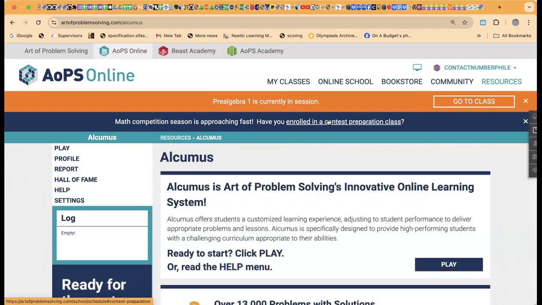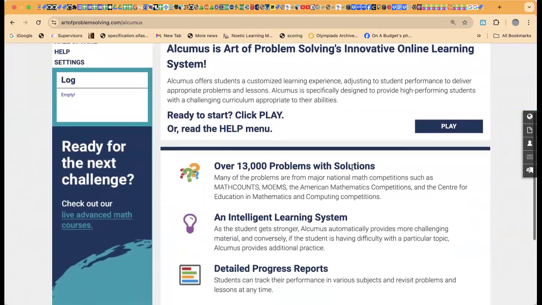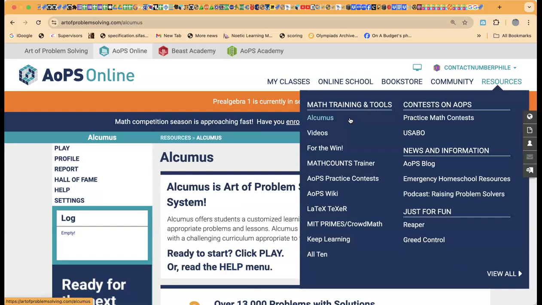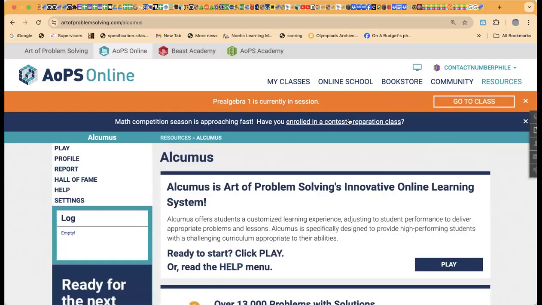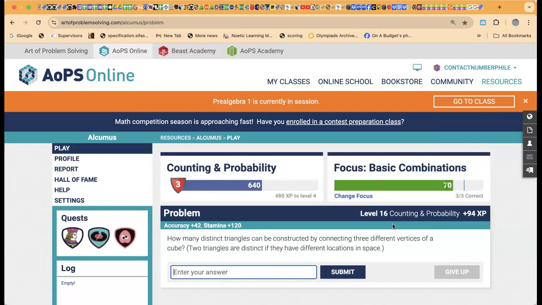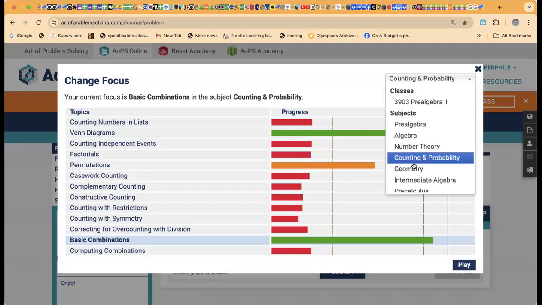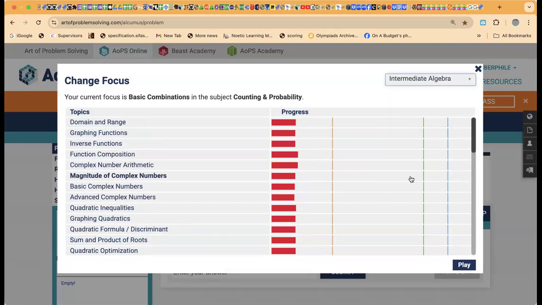I used to tell it in some classes. Now I'm telling it to all of you. Here, resources, Alcumus. Are you all seeing till now? Then click on play. When you play, my login is on counting and probability, so don't take that into account. Go to change focus, intermediate algebra. That's what you all are in.